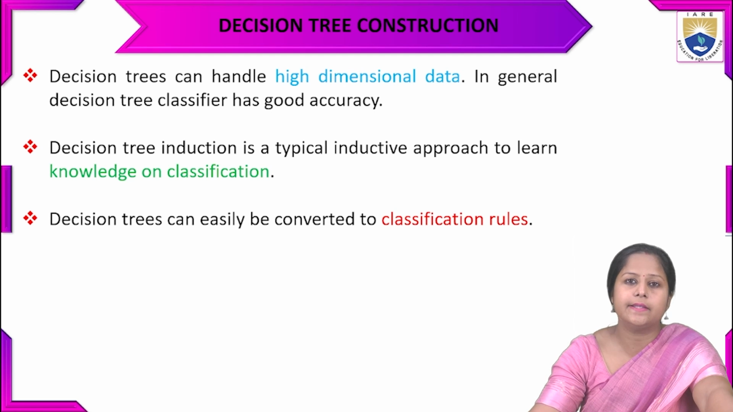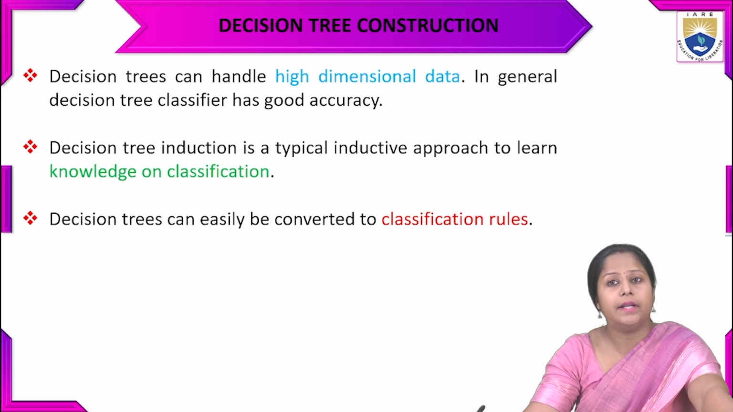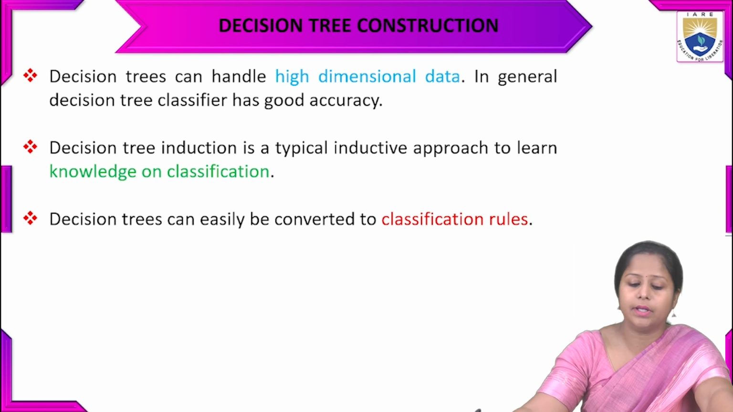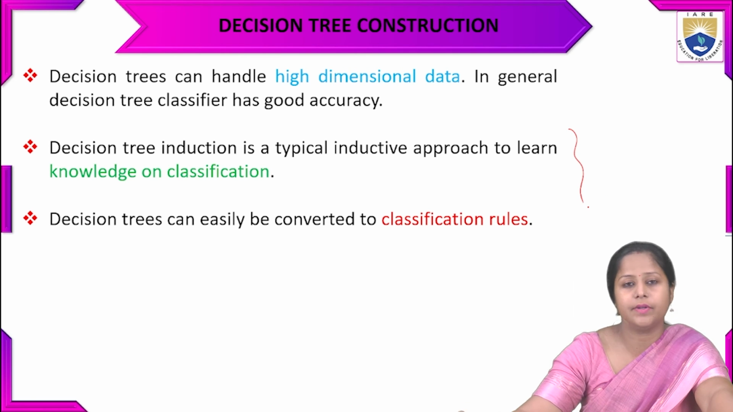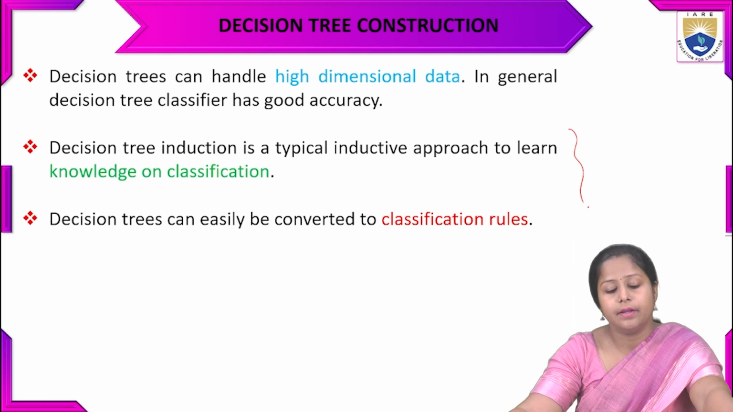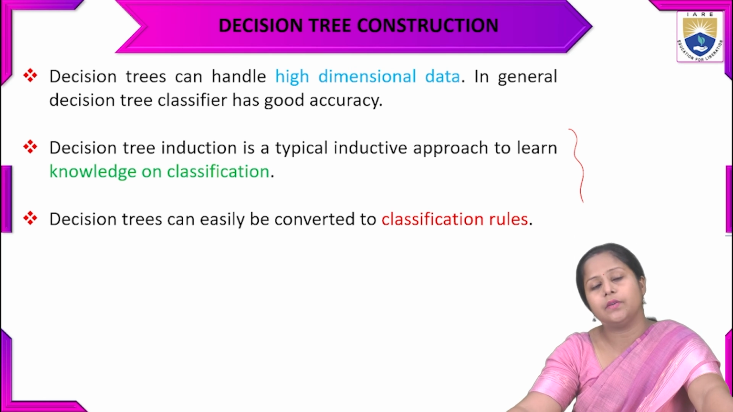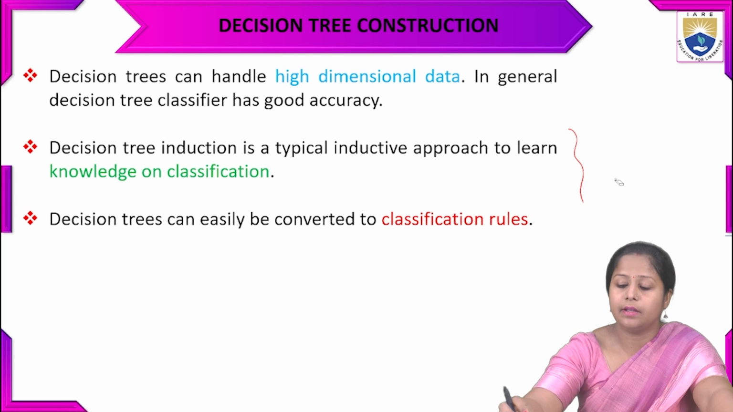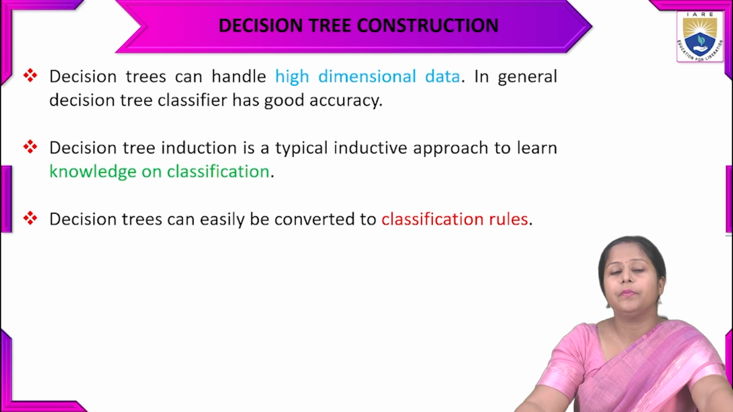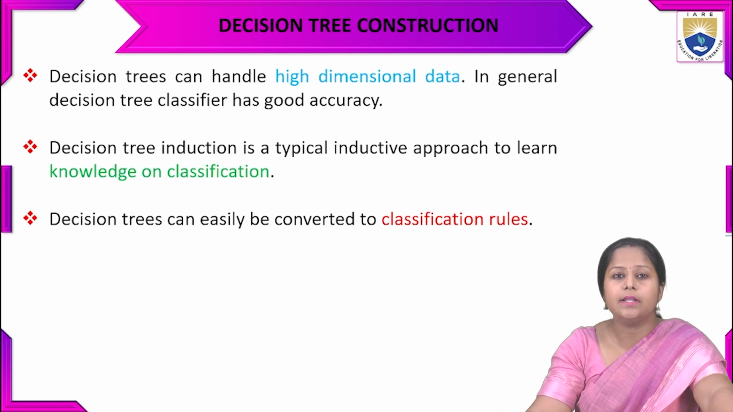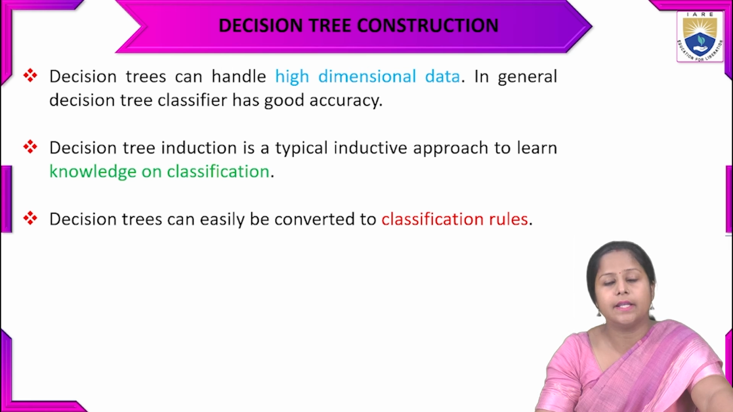Decision tree induction is a typical inductive approach to learn knowledge on classification, to learn a classifier. A decision tree can easily be converted into classification rules. As we have seen, we can write the classification rules based on the decision tree, so it is easy to write classification rules from it.